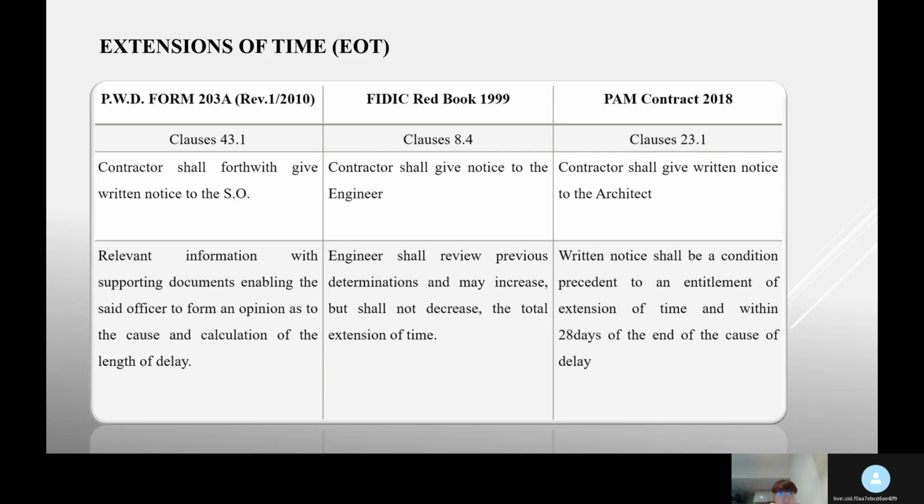The contractor should give notice to the engineer. The engineer should review previous determinations and may increase but should not decrease the total extension of time. Third is PAM Contract 2018. In clause 23.1, the contractor should give written notice to the architect. The written notice should be a condition precedent to an entitlement of extension of time and within 28 days of the end of the cause of delay.